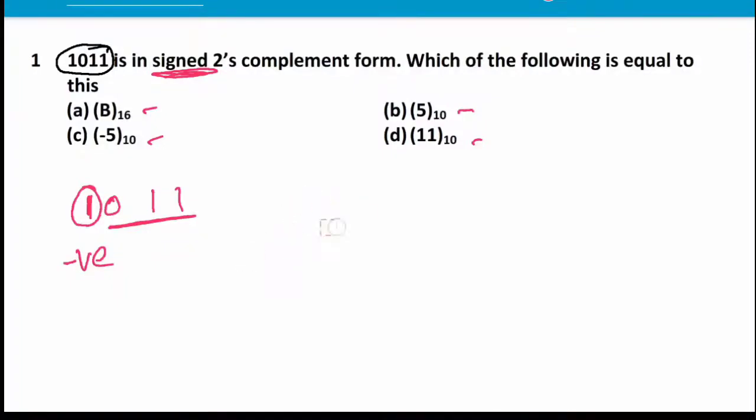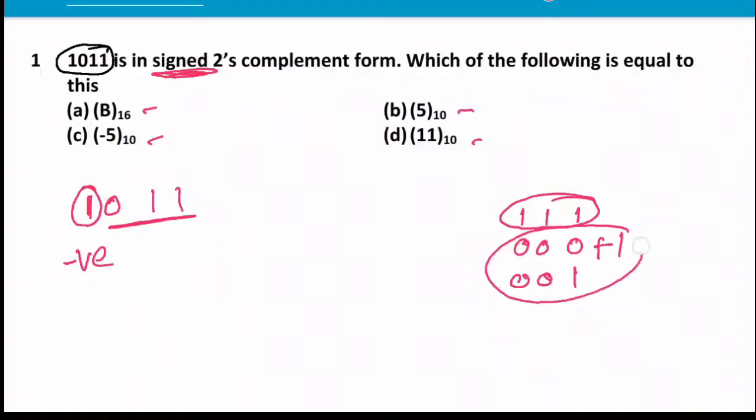How 2's complement form is, suppose this one is number 111 and its 2's complement will be, first is 1's complement, that is 000, and then plus 1, that is the 2's complement, that is 001. This is the 2's complement of 111. And if we repeat the same process for a number which is already in the 2's complement form, then it will be converted to the primary one.